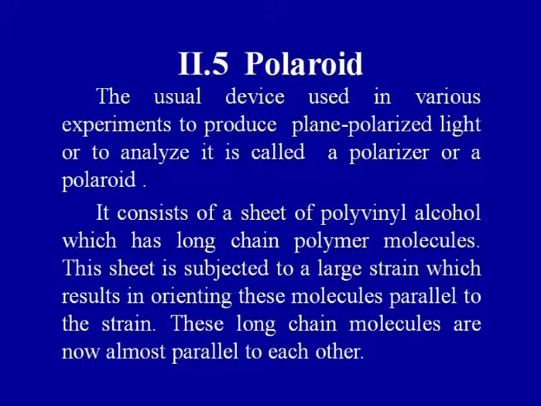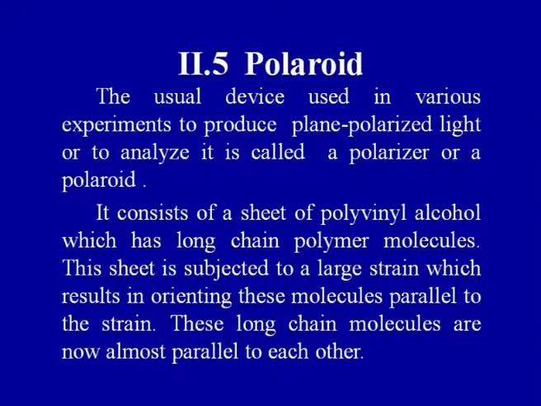Let us now consider the working of a Polaroid. The usual device used in various experiments to produce plane polarized light or to analyze it is called a polarizer or a Polaroid. It consists of a sheet of polyvinyl alcohol, which has long chain polymer molecules. This sheet is subjected to a large strain, which results in orienting these molecules parallel to the strain. These long chain molecules are now almost parallel to each other, arranged in a longitudinal fashion.